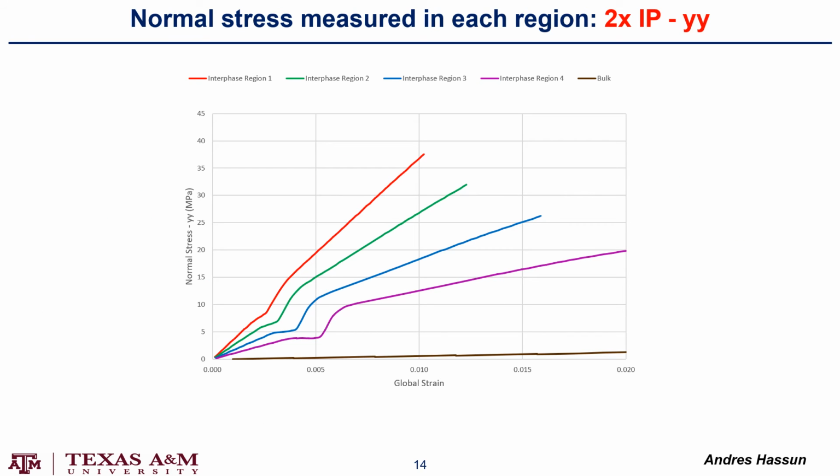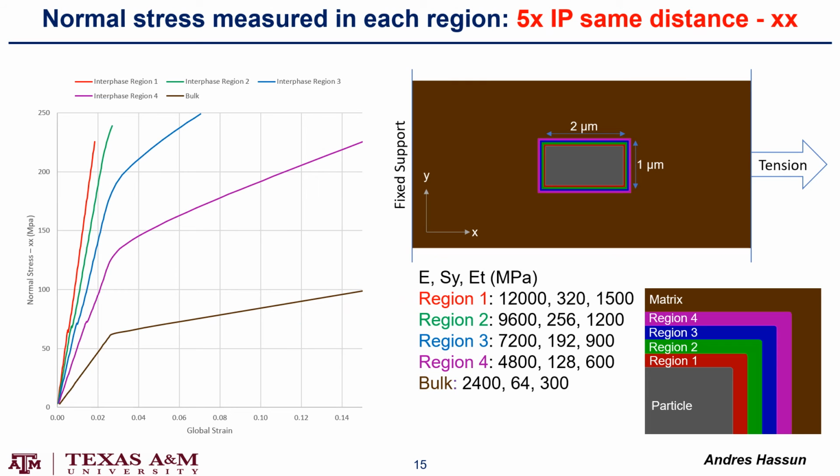Now onto the yy direction of this 2 times modulus interface. We can see that the jumps here are still there, but they're less severe than that of having no interface. Now we have 5 times the interface modulus over the same distance.